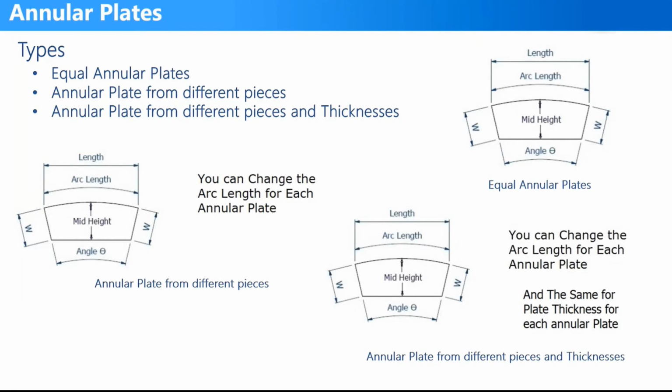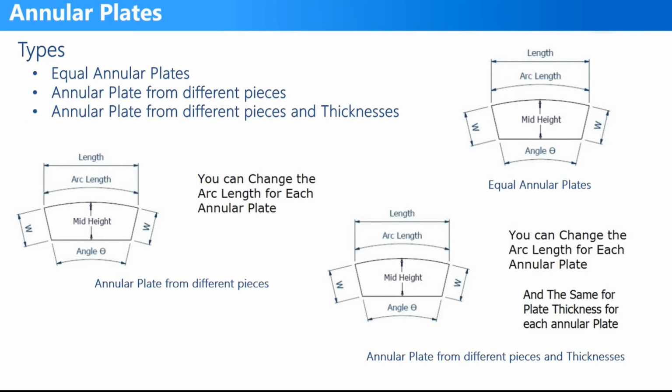If you would like to make a certain number of annular plates, SEG will automatically calculate the dimensions of each one because they are symmetric. And if you would like to define each plate's arc length, SEG gives you the ability to do that. The third type is by controlling the thickness of each plate.